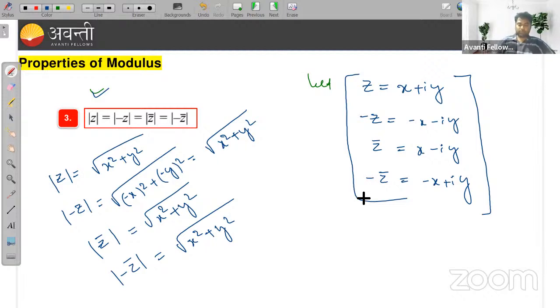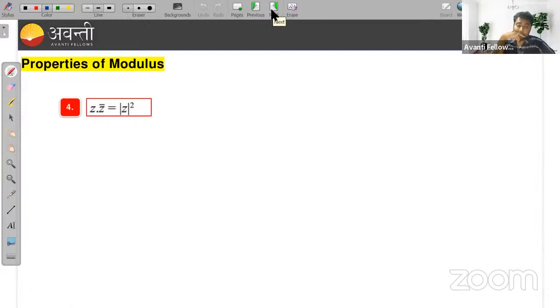Clear? It is clear to all. Let's move to the next property. What is it saying? Oh, this is nice. Z into Z bar is equal to mod Z square. Is it or not? Can we check it?